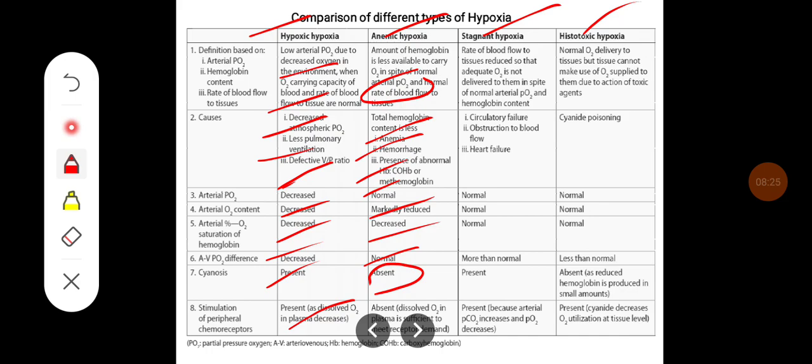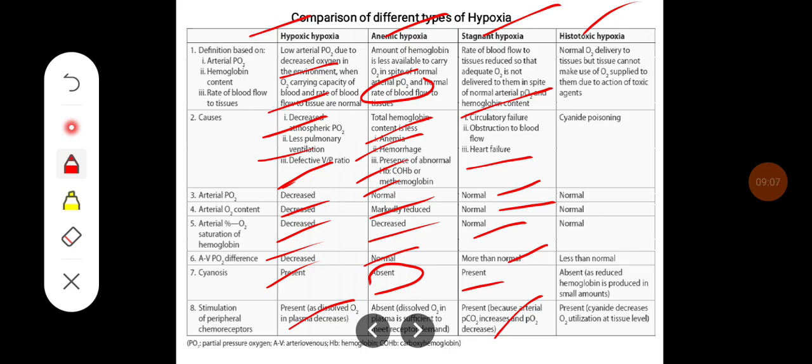In stagnant hypoxia, rate of blood flow to the tissues is reduced so that adequate oxygen is not delivered to them in spite of normal arterial PO2 and hemoglobin content. Some of the causes for stagnant hypoxia are circulatory failure, obstruction to the flow, and heart failure. Arterial PO2 is normal here. Arterial oxygen content is normal. The oxygen saturation of hemoglobin is normal. The AV difference is more than normal. Cyanosis can be present. Peripheral chemoreceptors are stimulated because arterial PCO2 increases and PO2 decreases.